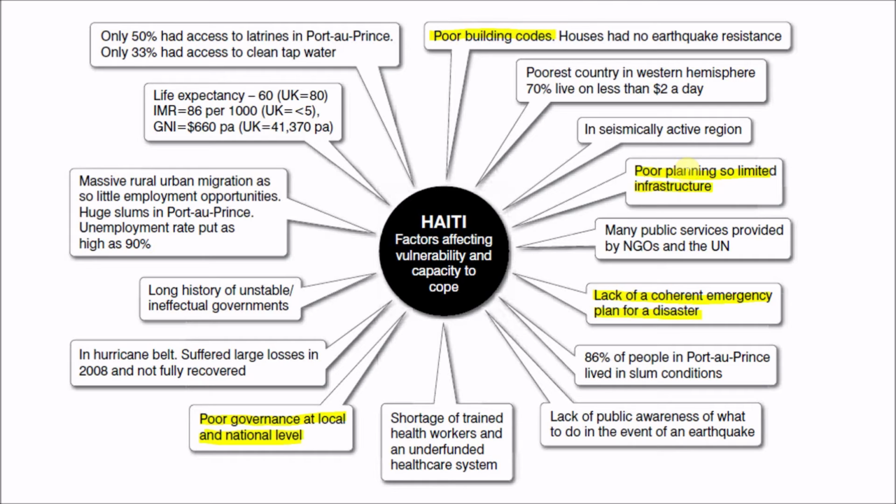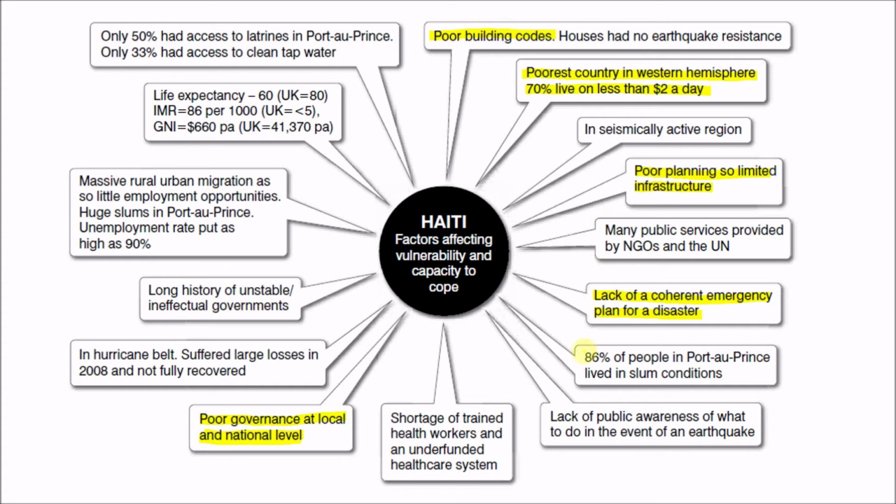Poverty was also another really important driving factor. Haiti is, and was, and still is the poorest country in the Western Hemisphere. About 70% of the population were living on less than $2 a day, living in extreme poverty, if you like. That again meant that on an individual level, people couldn't afford to prepare themselves or to manage these hazards and take the sort of steps that people in a more developed country might be able to take.